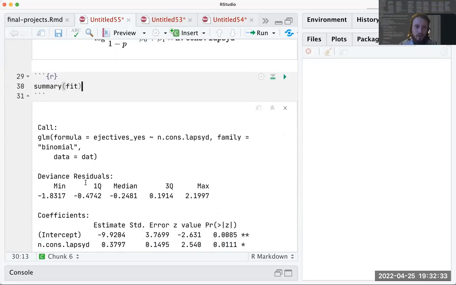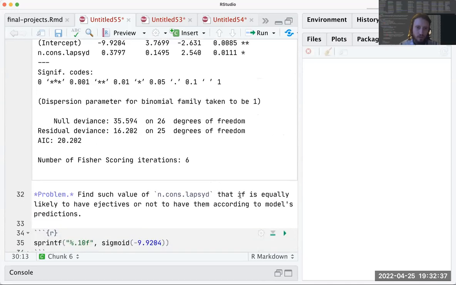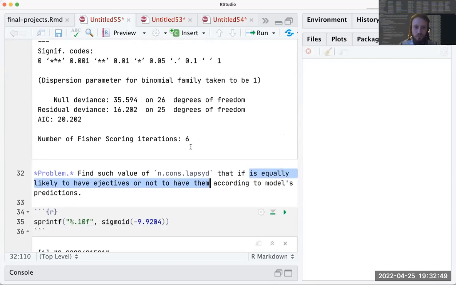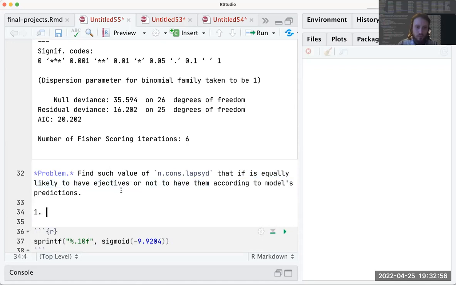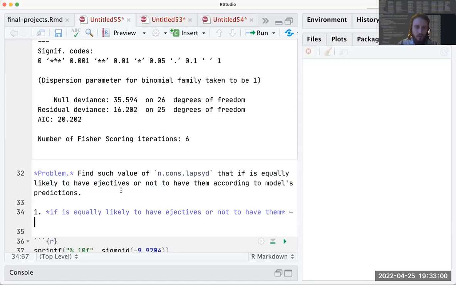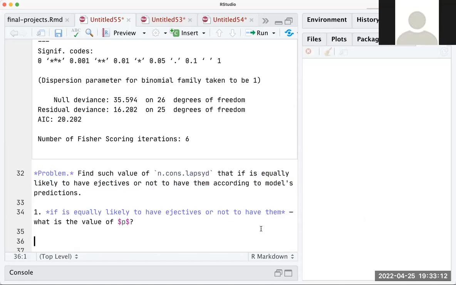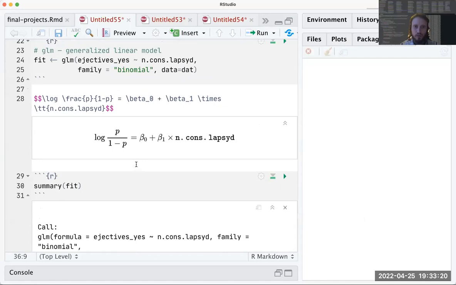Okay, then my first question is: in the case when it is equally likely to have adjectives or not to have them, what is the corresponding value of log odds? Probably first, what is the value of P in this case? 1/2. Okay, then let us go to our formula and recall what is the value of log odds that corresponds to a probability equal to 1/2.